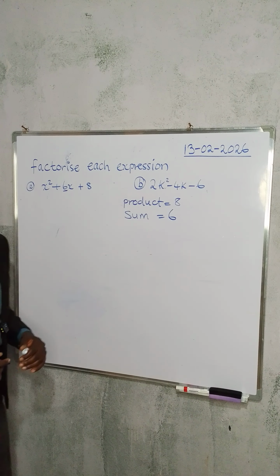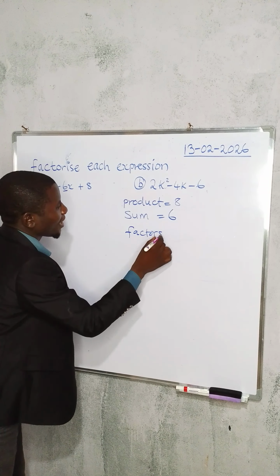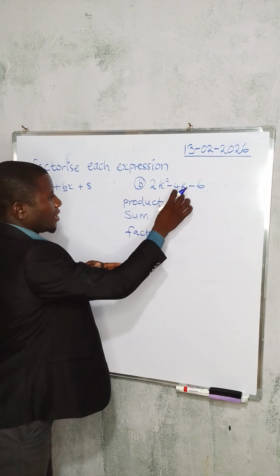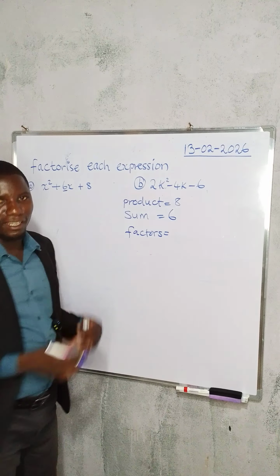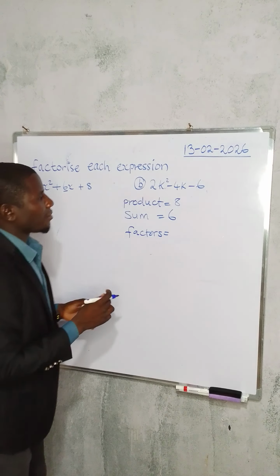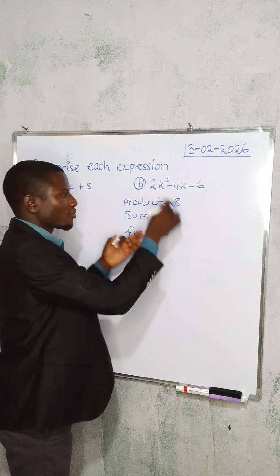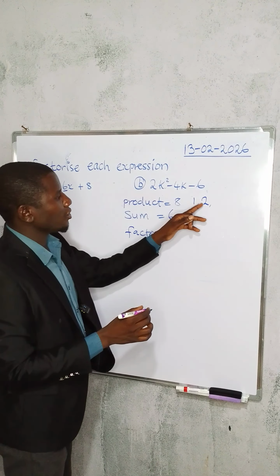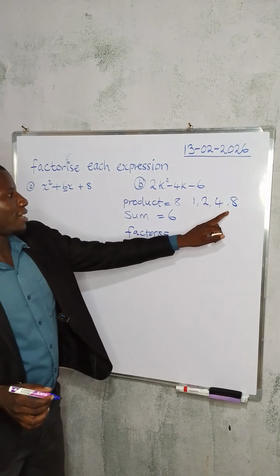Now the next thing that we are supposed to find are the ones that we call the factors of the product. We want the two numbers that when we multiply them, they should give us 8, and when we add those two numbers, they should give us the sum of 6. To get those two numbers, we get them from the factors of 8. So let's quickly list the factors of 8. It's 1, 2, 4, and 8. So these are the factors of 8.